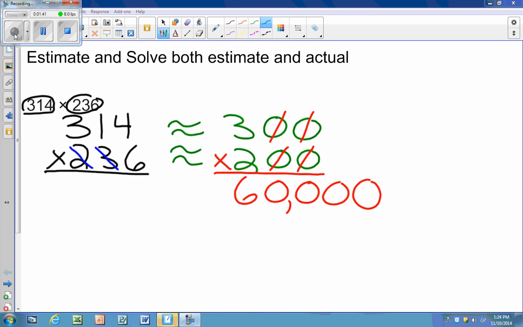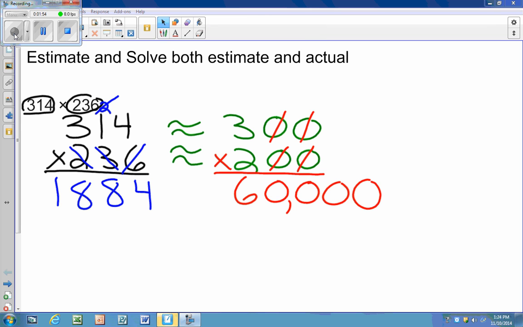So 4 times 6 is 24. I carry my 2. 6 times 1 is 6, plus 2 is 8, and 6 times 3 is 18. I'm done with the 6, so I'm going to cross off my 2, cross off my 6, and then move right next door and start using my next number, which is my 3. My 3 is in the tens place, so that tells me when I want to start in my tens place, I need to put a 0 in to start over here.